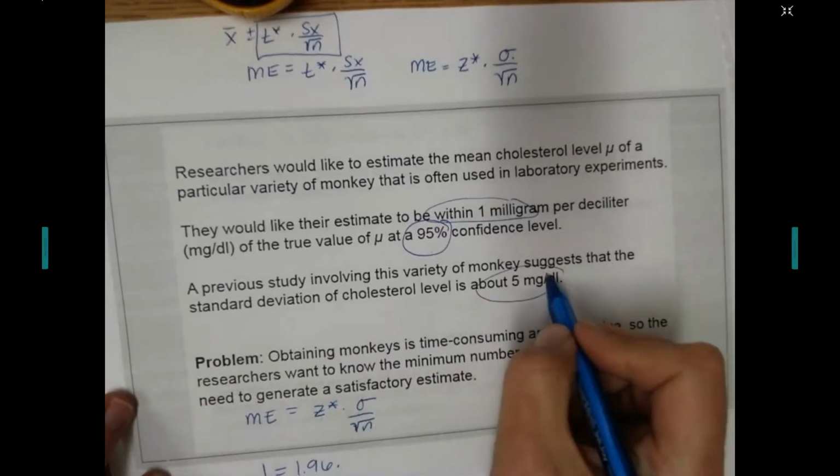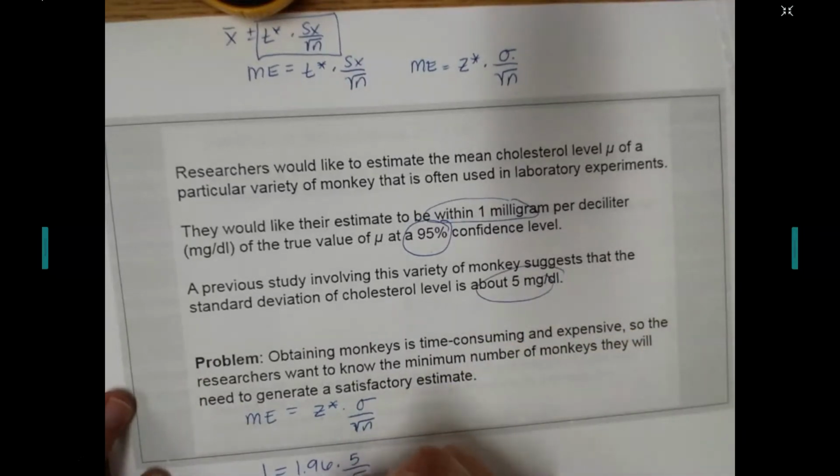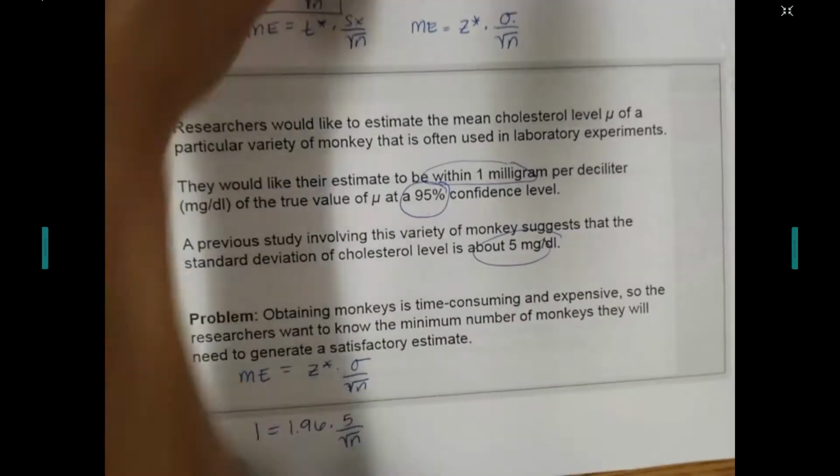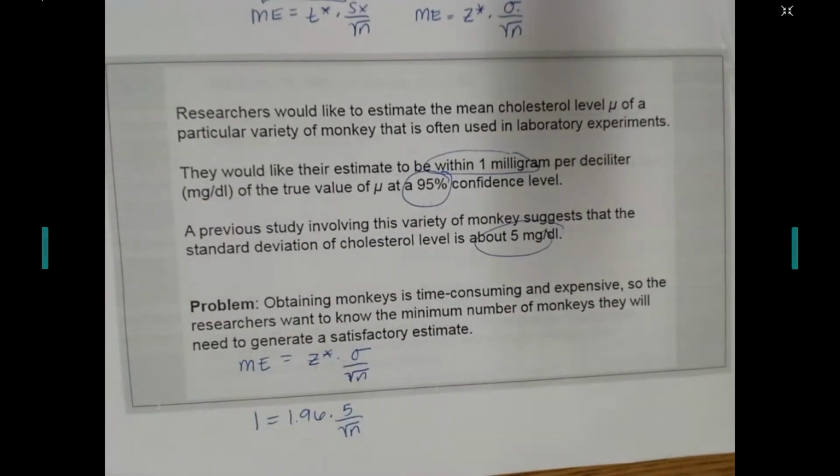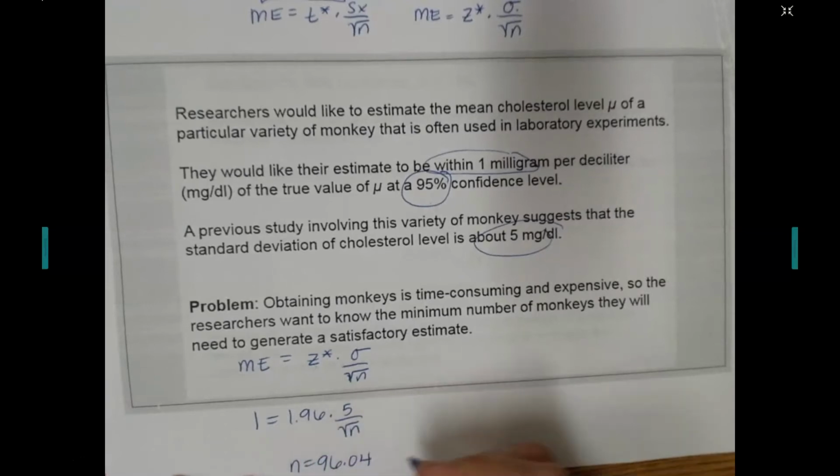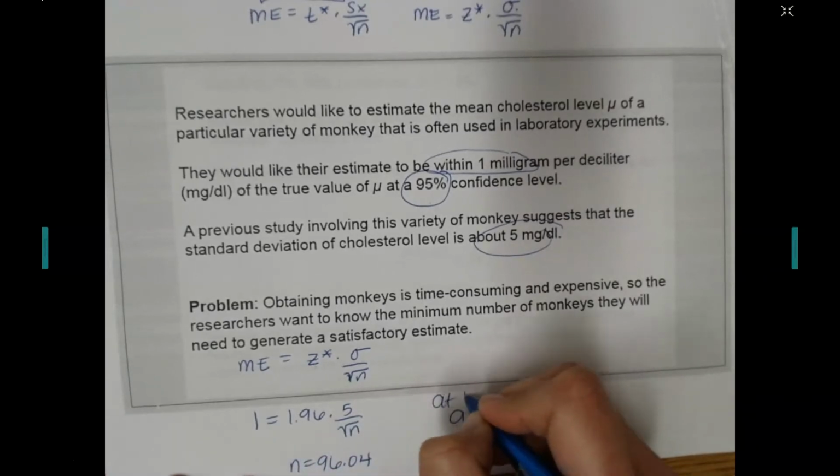The standard deviation we're using is 5, and then we're just solving for the sample size. So we just have a little algebra here to do. It's a little easier than with proportions. Square it. I got 96.04. So I need at least 97 monkeys.